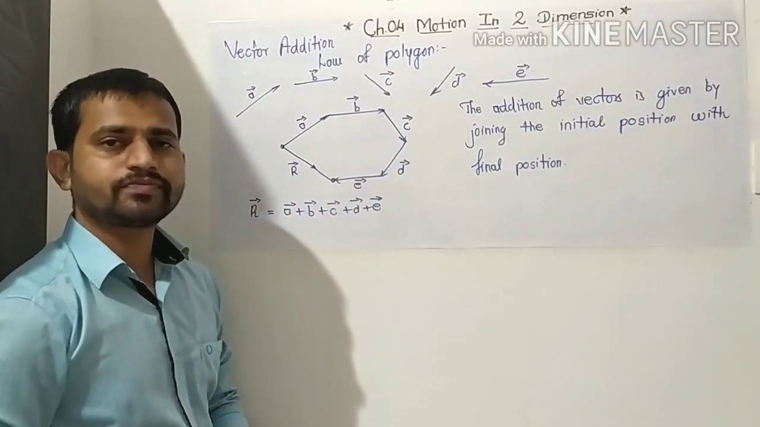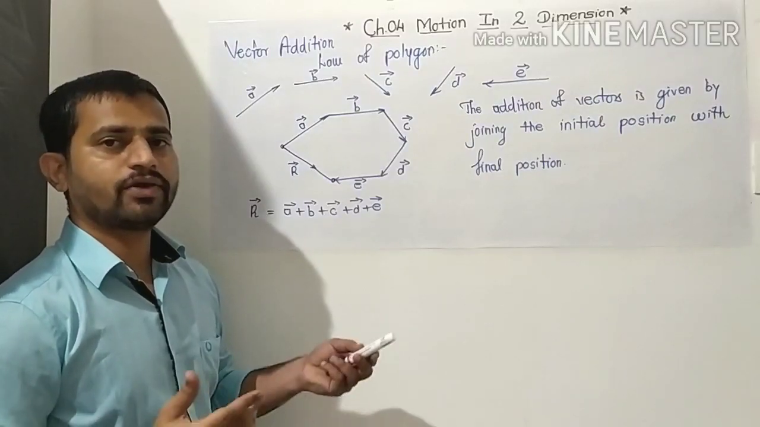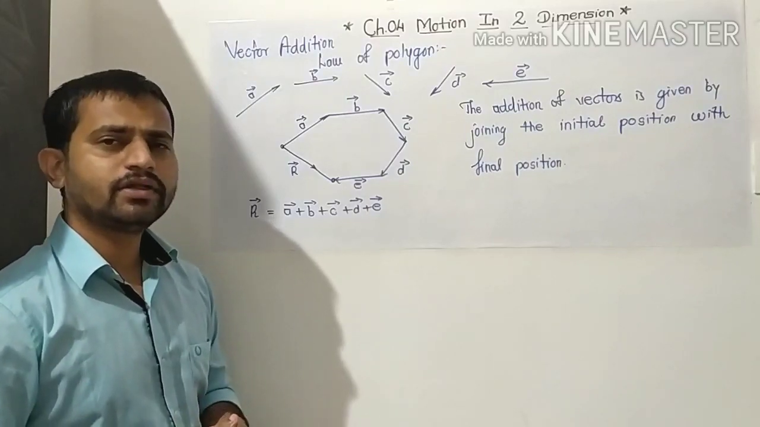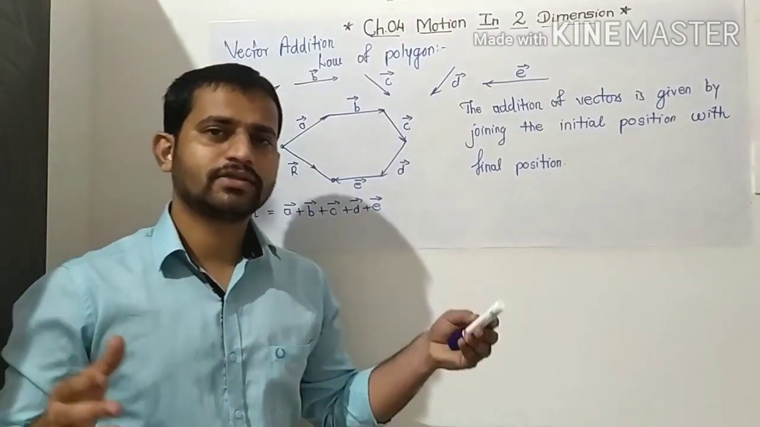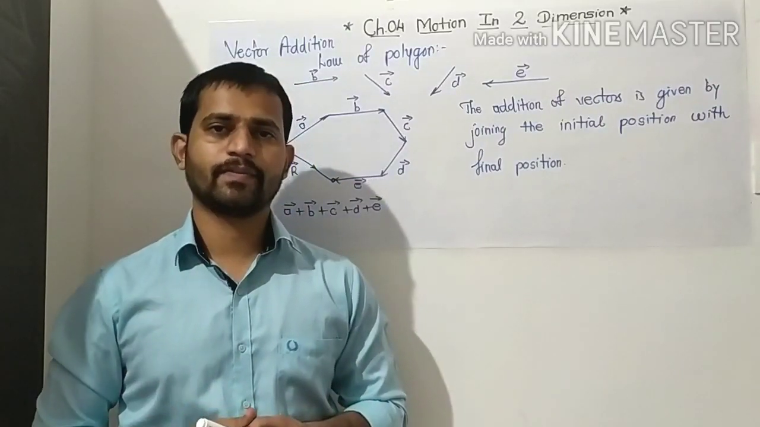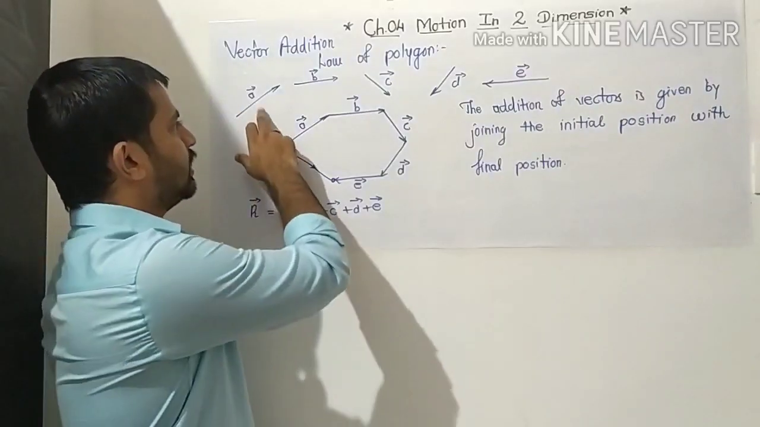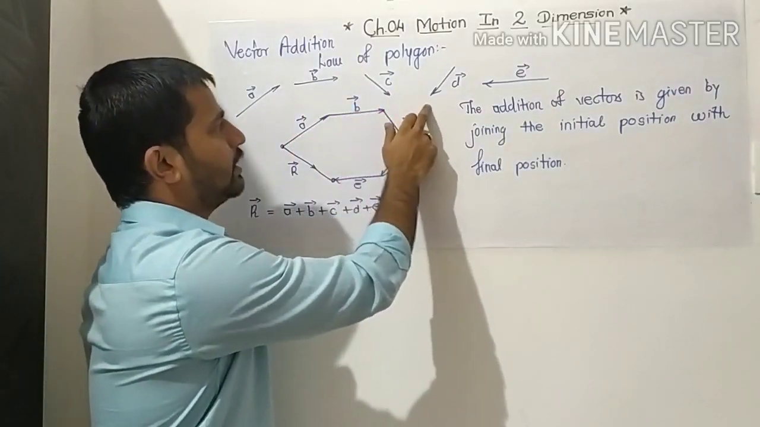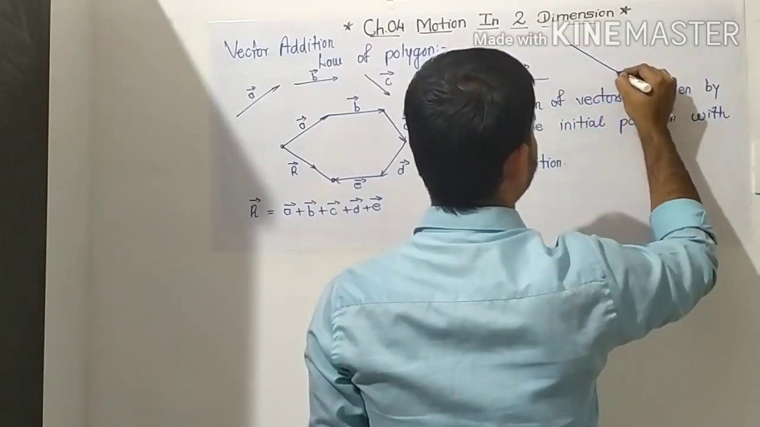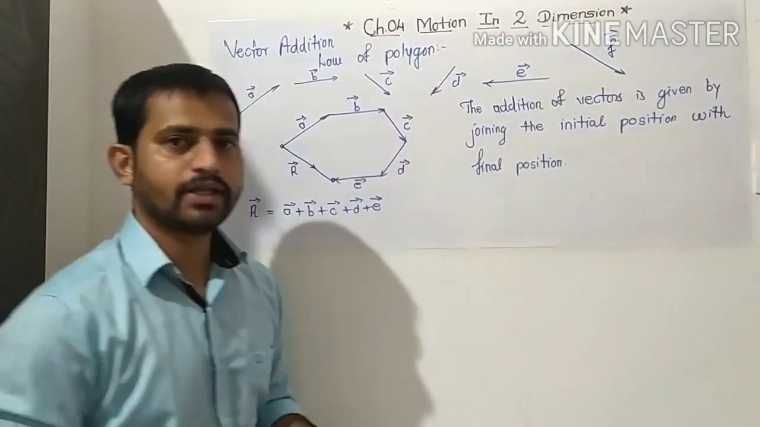So if we have vectors, we can go by the polygon law. But if the vectors are joined together and they are forming one closed polygon, suppose we have vector A, vector B, vector C, vector D, vector E, and vector F, then what will happen there?